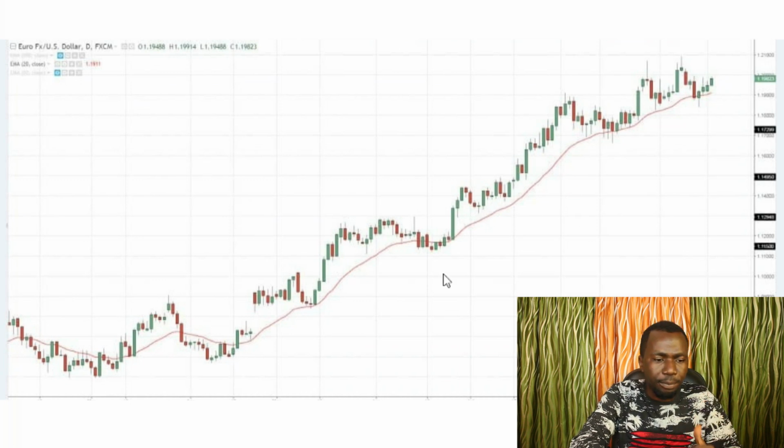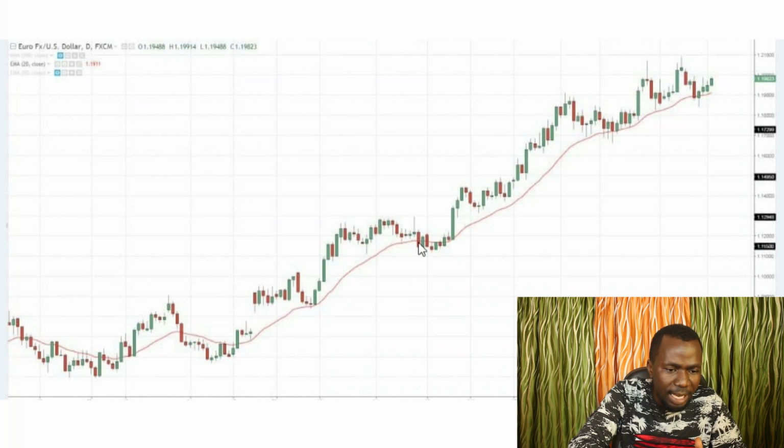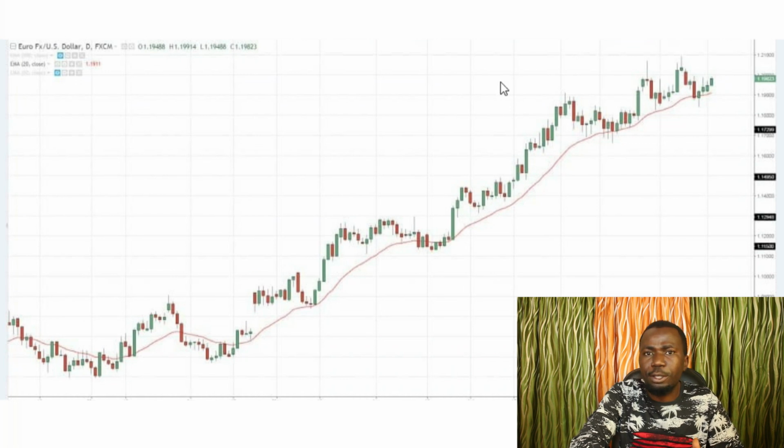A support level. You can see that the price is finding it difficult to break below the moving average. That is why whenever price gets to the moving average, it gets rejected, right? You can see that the price went up, came to the moving average, and what happened? The buyer stepped in and then pushed the price up. The price now came to the moving average again, the buyers came in again and pushed the price up.